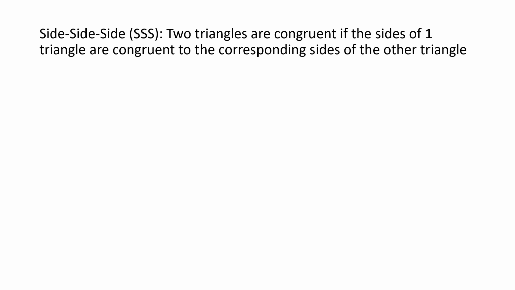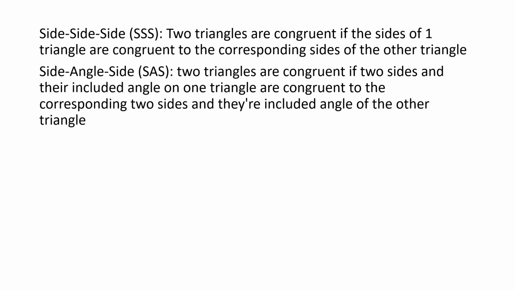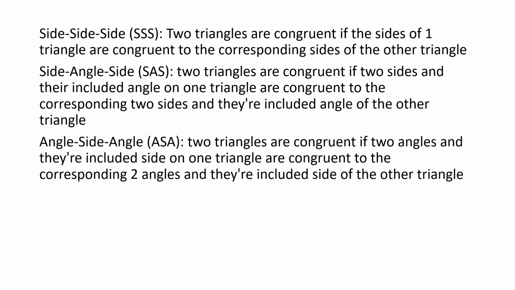This is going to make more sense as we actually see it, but I want to go over what they are first. The second one is side, angle, side. Two triangles are congruent if two sides and their included angle match: a side, then an angle, then a side that match the side, angle, side of another triangle. Then you have angle, side, angle. This says two triangles are congruent if two angles and their included side, the side between the two angles, match. Again, this will make sense when we see it visually.